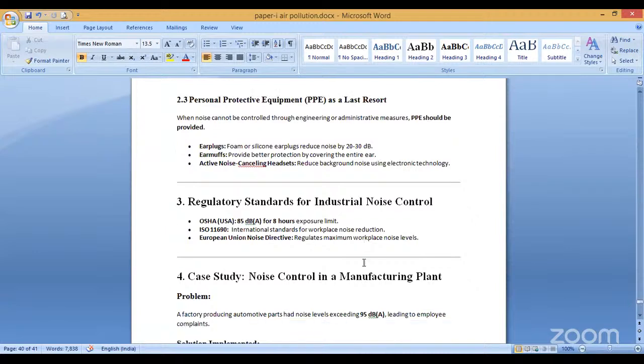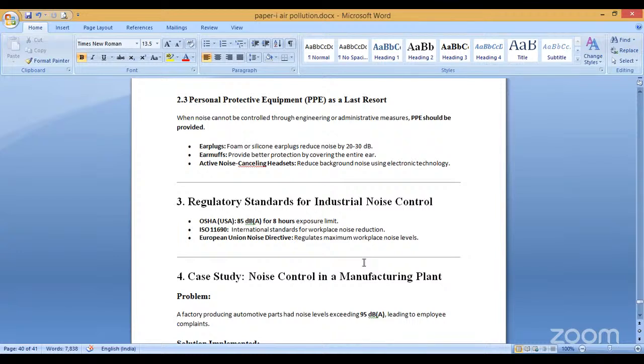Personal protective equipment, PPE, is a last resort when the noise cannot be controlled through engineering or administrative measures. PPE should be provided. The first one is ear plugs: foam or silicone earplugs reduce the noise by 20 to 30 decibels.